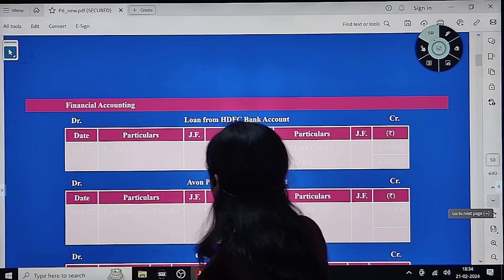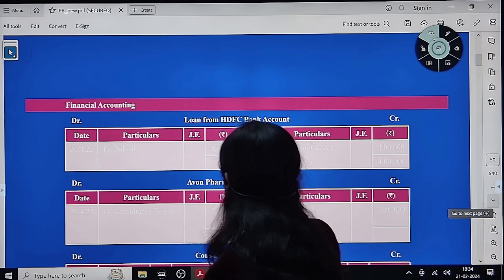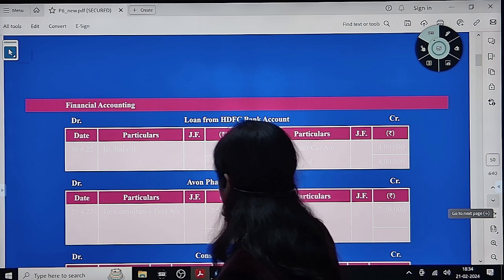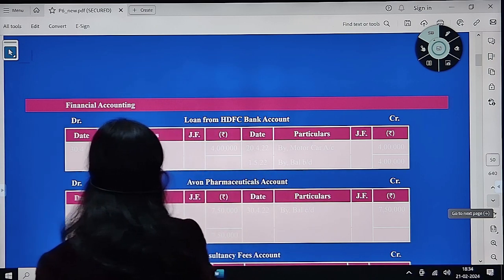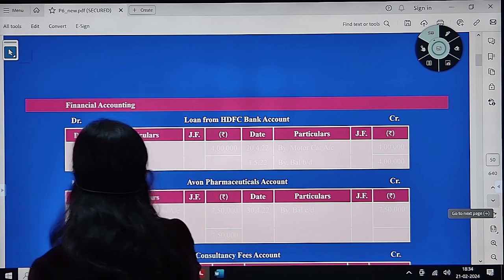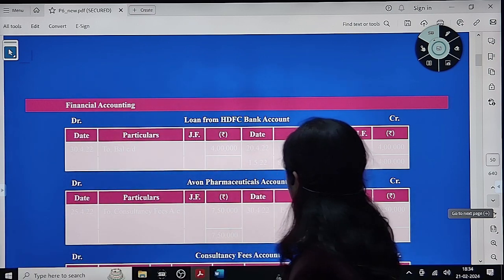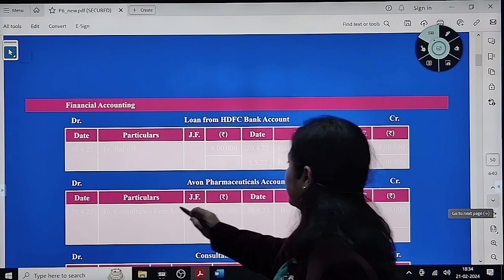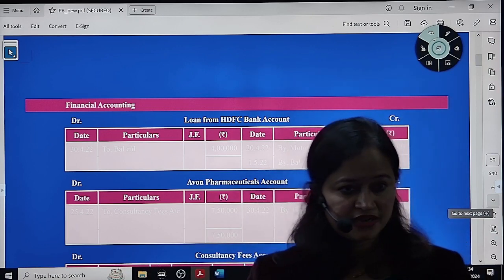Okay, so how much money was yet to get from Avon Pharmaceuticals account? That is 7,50,000. That was the journal entry. So here we are crediting Avon Pharmaceuticals account. We are posting the journal entry here. In the debit side we are writing to consultancy fee 7,50,000, because from Avon Pharmaceuticals, that consulting firm is yet to get consultancy fee of rupees 7,50,000. Clear? Understood? Okay.